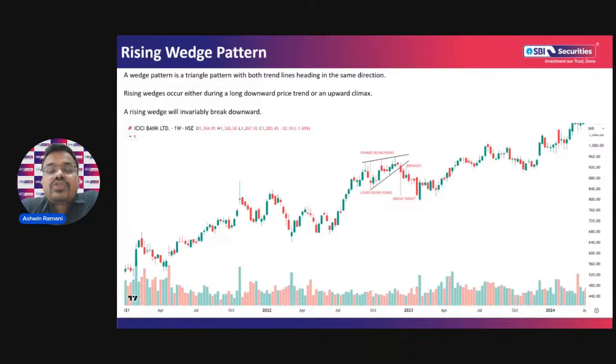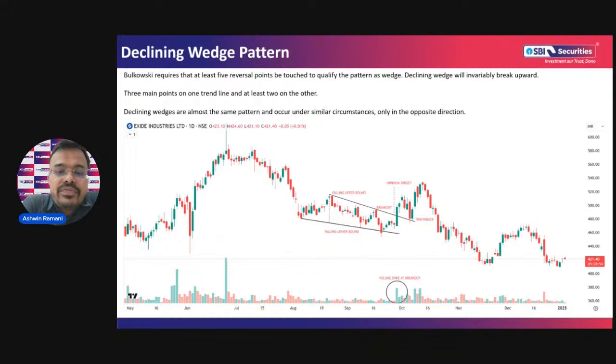So ascending triangle is a continuation pattern, whereas rising wedge is a reversal pattern. Secondly, in an ascending triangle you have a flat horizontal trend line and a higher low, whereas in a rising wedge you have a higher high as well as a higher low, and it contracts moving upwards. Superb. Now exactly opposite of this is a declining wedge pattern. Now declining wedge is exactly opposite of a rising wedge.